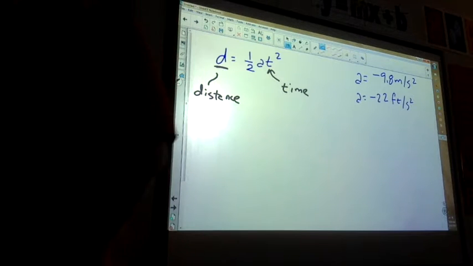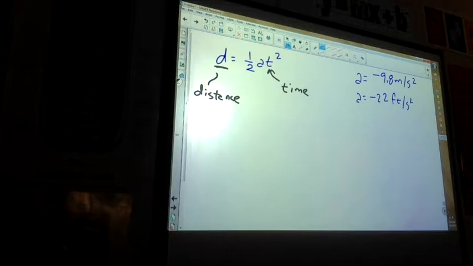I thought it was 9.8. Yeah, I don't know if it's negative. It's negative because it's falling towards the earth. I guarantee it's negative. Wait, doesn't that come out as a negative distance? No. It's falling. So if something's falling towards a planet, it's a negative. If it's going away from it, it's positive.